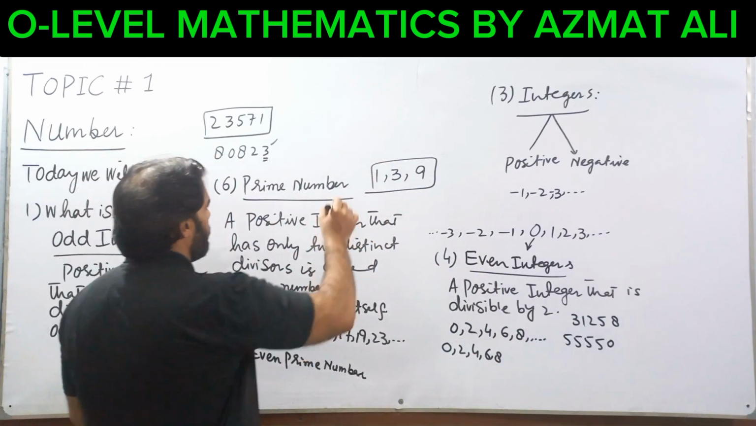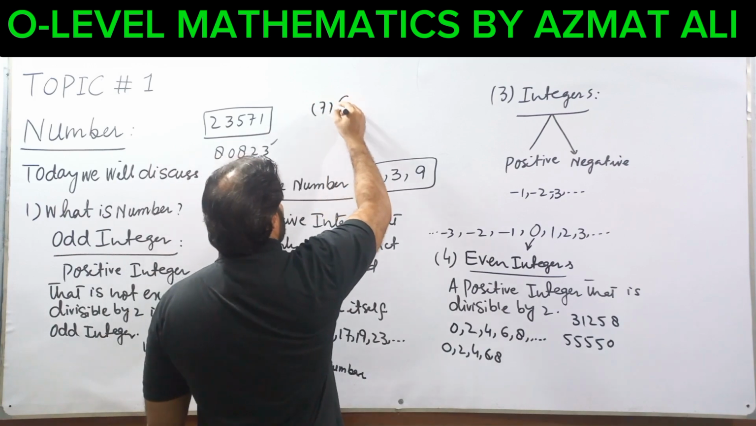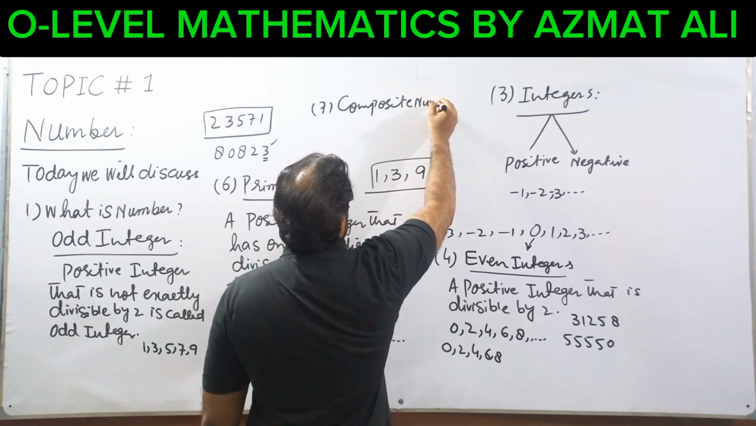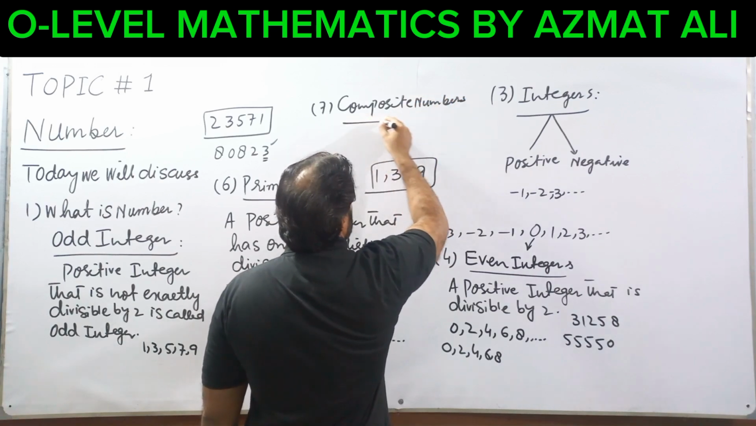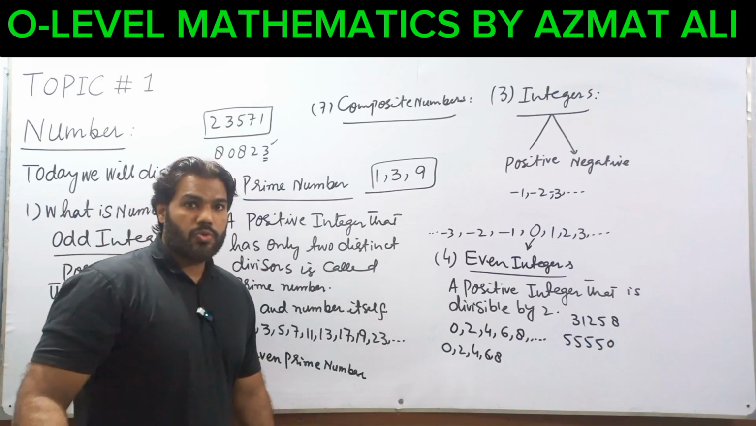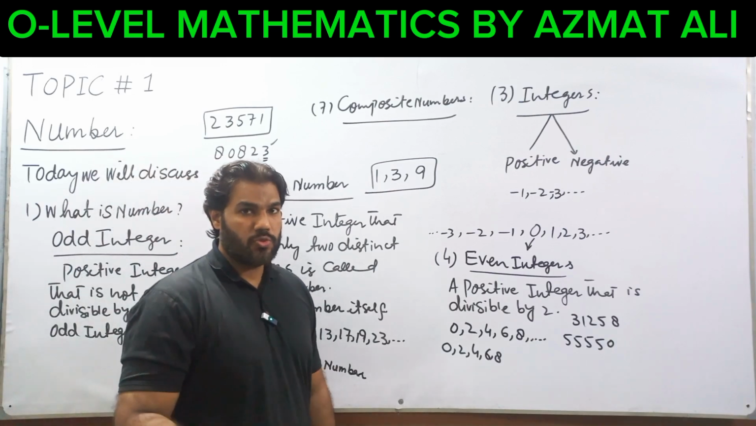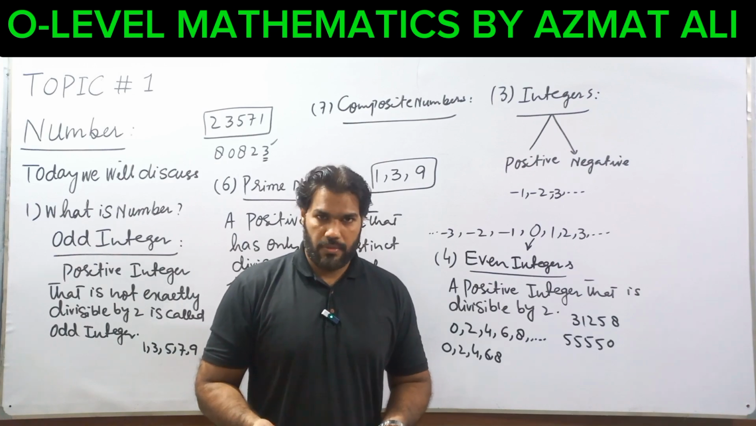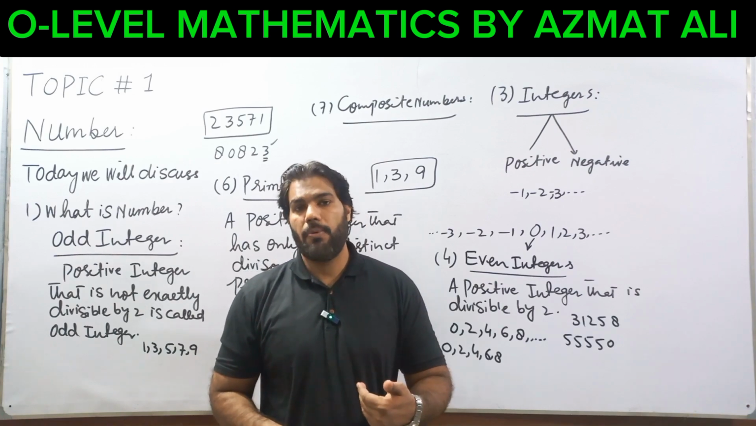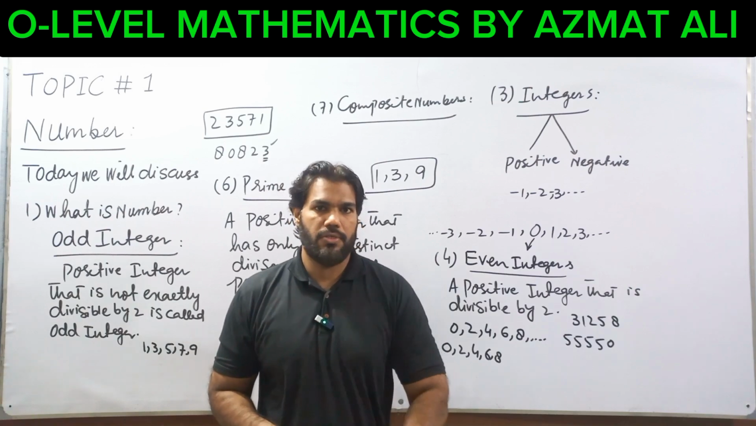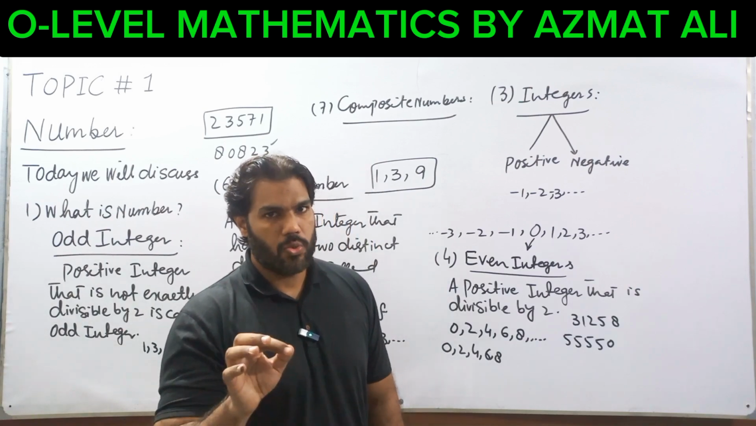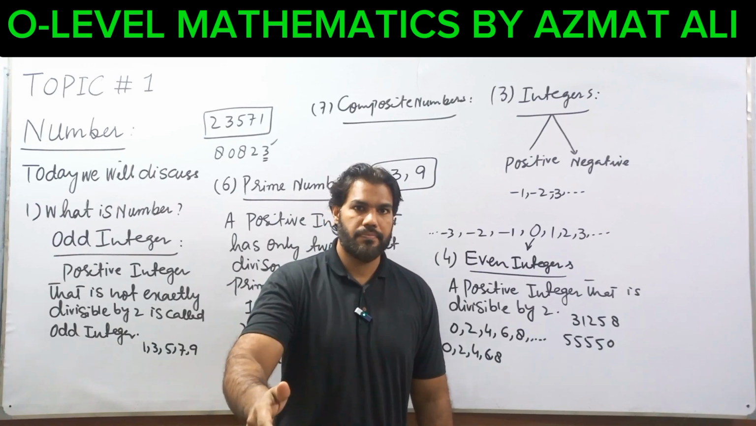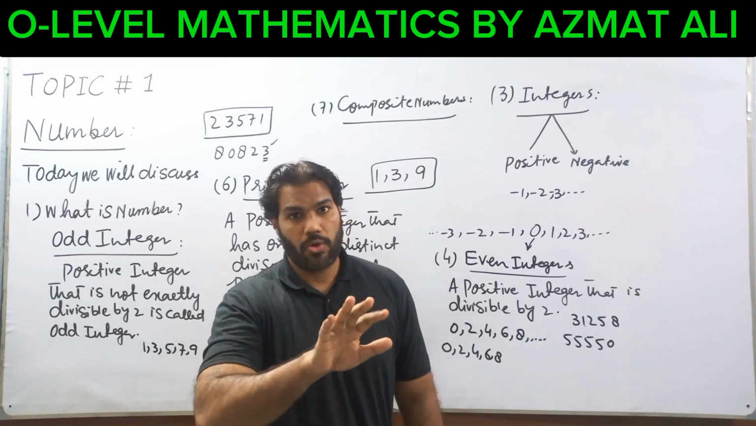The seventh type of number is composite numbers. This is also a positive integer. A number that is not a prime number. Simple. First condition is a positive integer. A positive integer that is not a prime number is called a composite number, except 1. 1 is neither prime nor composite.